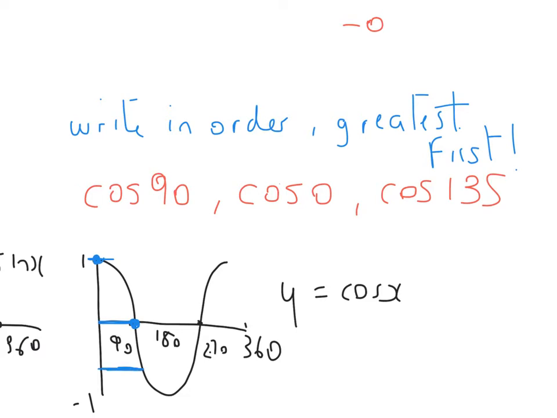So greatest first, well, we can see that cos of 0 is 1, and that's the highest one up. And then it's cos of 90, which is down here. And then finally down here, it's cos 135.